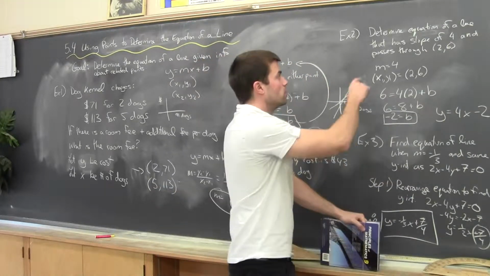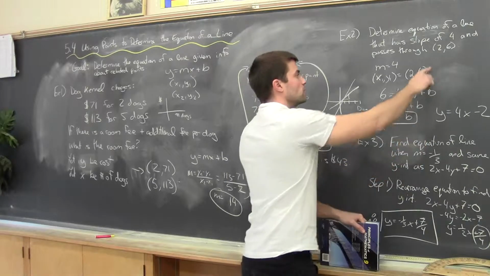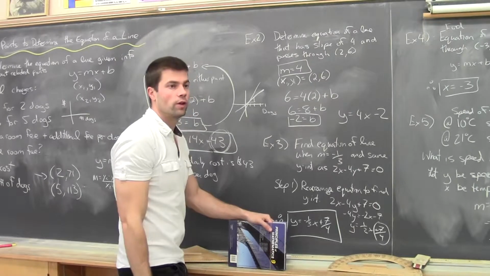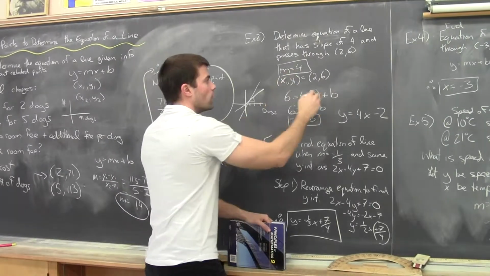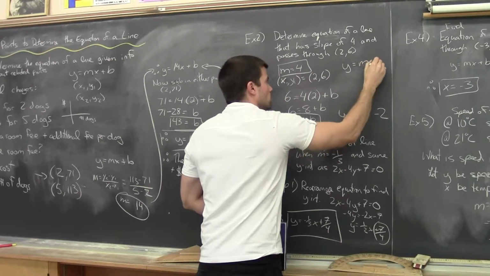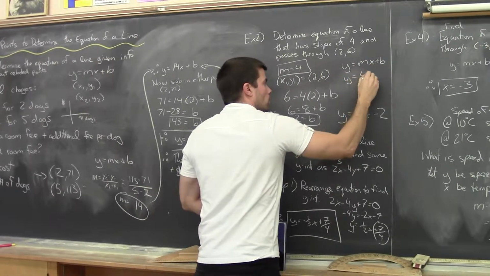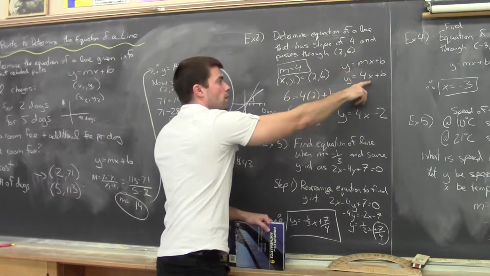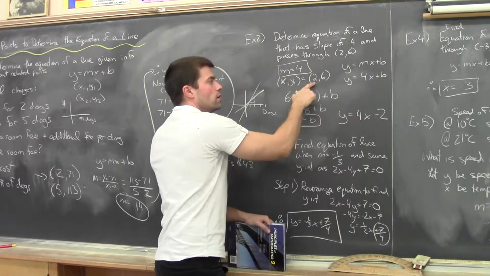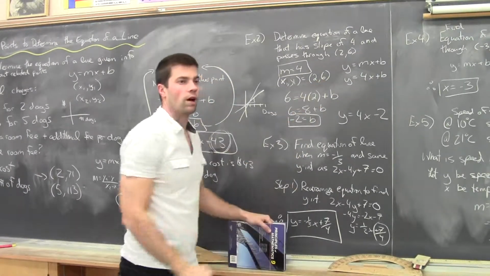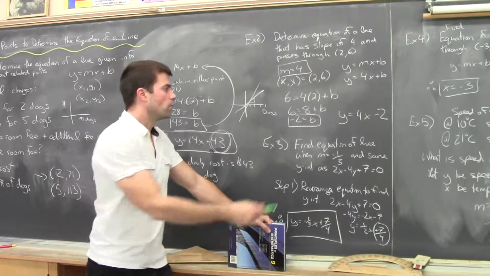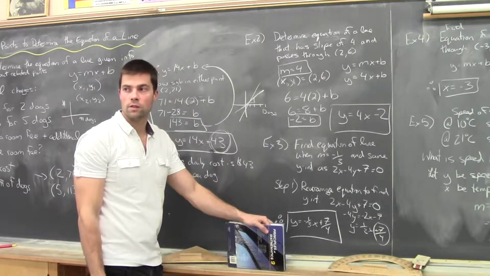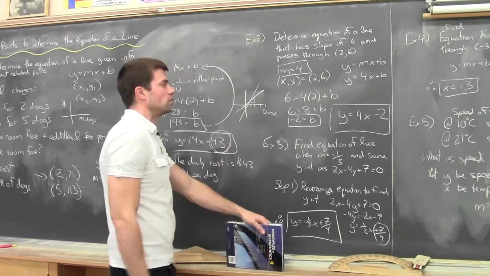Okay, example number 2. It says determine the equation of a line that has a slope of 4 and passes through (2, 6). Right away I know my m is 4. Half the battle is won right there. If I know m is 4, I'm going to plug that into this equation. So I've just plugged in 4 for m. Now I need to solve for b. Well, I have a point, so I plug in that point: 2 for x and 6 for y, and solve for b. When I do that, I get b is -2. My equation is there. Done. Any questions? That's the easiest scenario, where they give you the slope and a point.